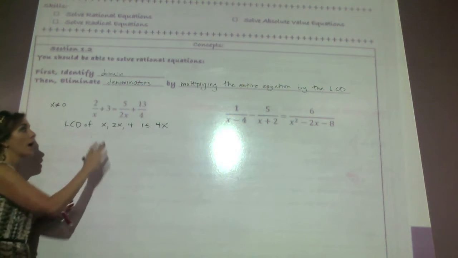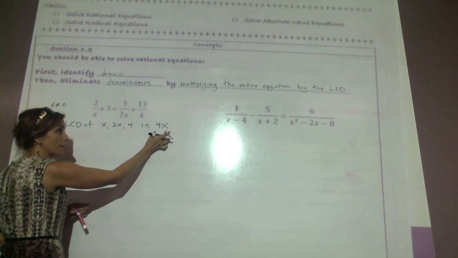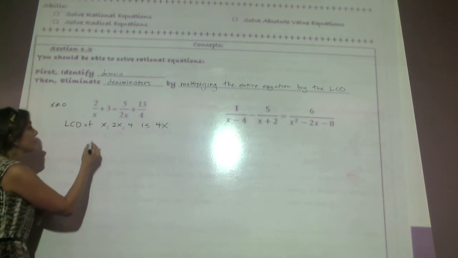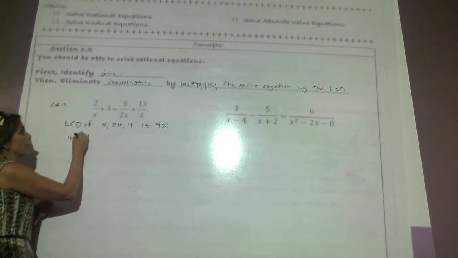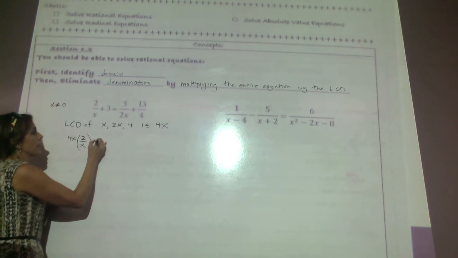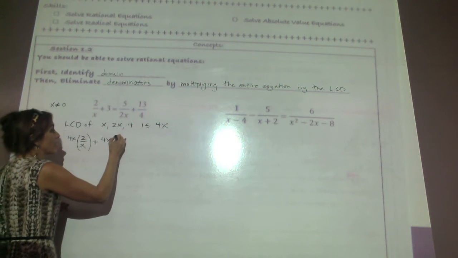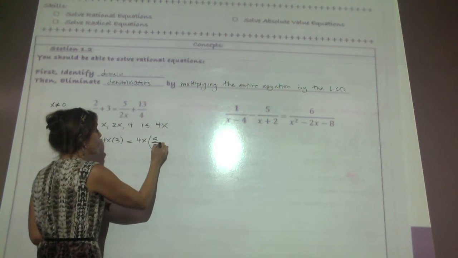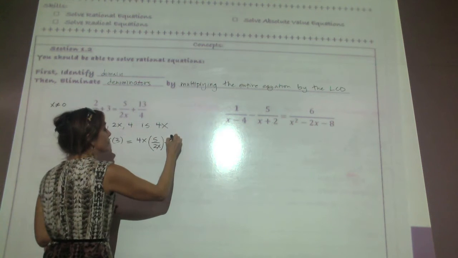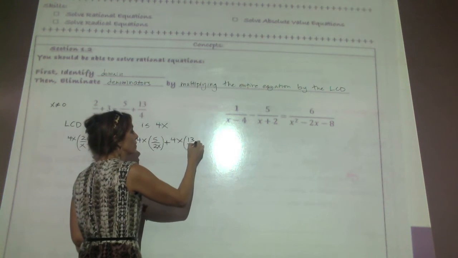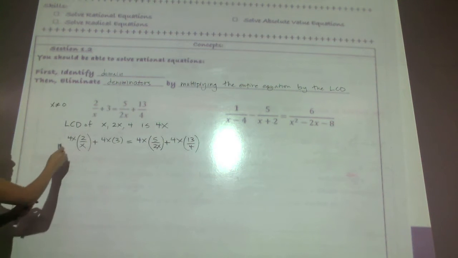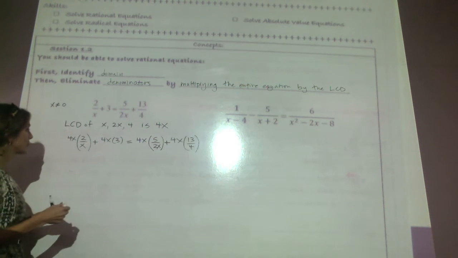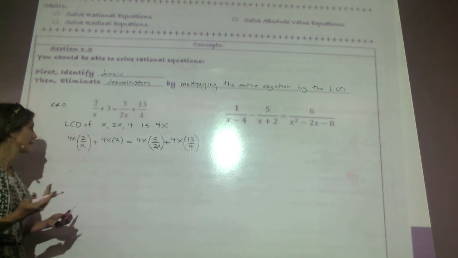Now, if I take each piece of this equation and multiply it by 4x, I'll see that our fractions go away, and that's exactly what you want. Okay, so I'm going to take 4x and multiply it by 2 divided by x. And then I'm going to add that to 4x times 3. And that is equal to 4x times 5 divided by 2x, plus 4x times 13 over 4. Notice I took 4x and multiplied it by each piece of that equation. Now, as we do this, we will see that things cancel out, and it's very, very easy to handle.